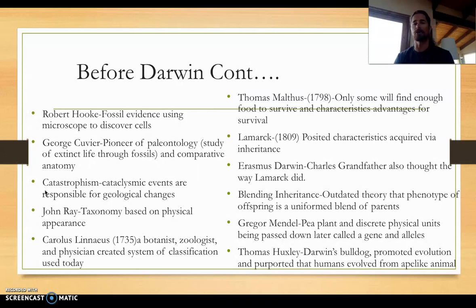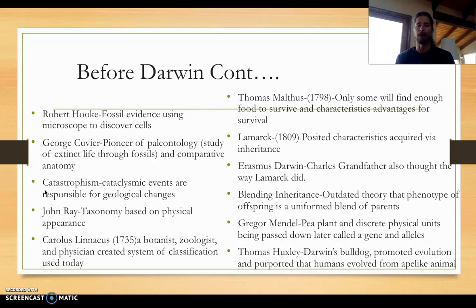Erasmus Darwin is Charles' grandfather, who thinks in a Lamarckian way, so definitely that evolutionary style. Blending inheritance is an outdated theory that the phenotype of offspring is a uniform blend of the parents. So the idea is that you are an exact blend of your parents and look like a middle realm of them, which is not true. So it's outdated. Gregor Mendel does his pea plant experiments and looks at phenotypes. He gets into the idea of physical units, where a genotype is 2 alleles or 2 traits. I'll show you that when we get into the Punnett squares. But he looked at crossbreeding different pea plants.